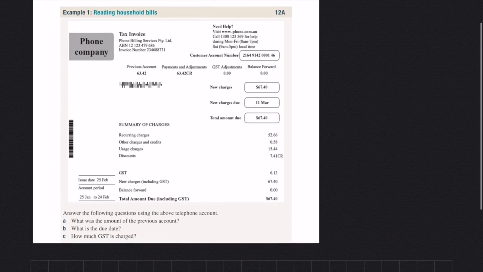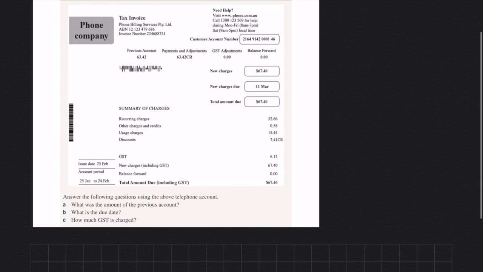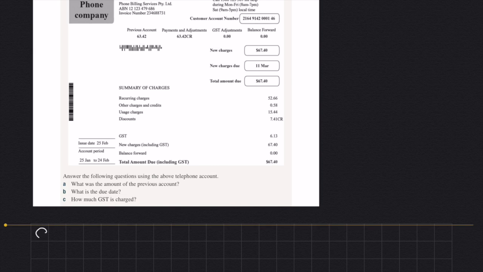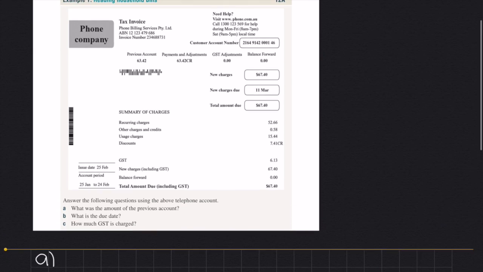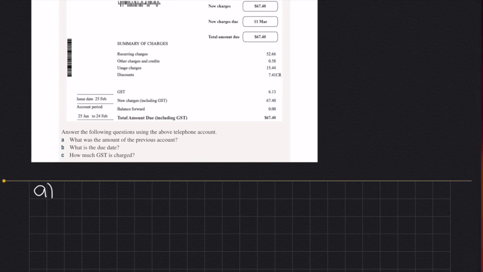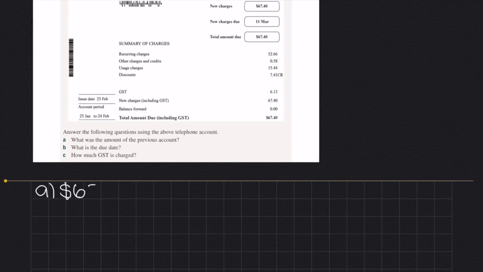So using this bill, we want to answer the following questions from down here. So A, what was the amount of the previous account? What you want to do is go through and find where it says previous account. Okay, so we can see previous account up the top of this bill underneath tax invoice and where it says the invoice number, and the previous account is $63.42. So that's how much they were charged the last time they paid a bill for this company. And that's all you do for that question.